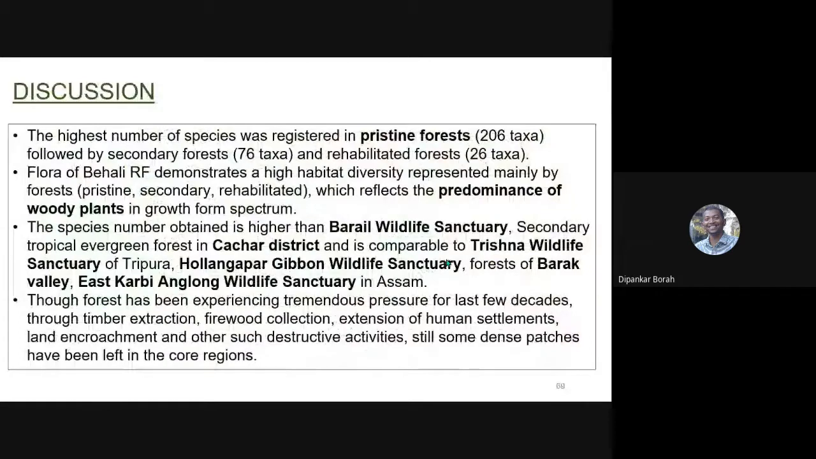The highest number of species was registered in pristine forest, and then followed by the secondary forest and rehabilitated forest. Flora of Behali Reserve Forest demonstrates a high habitat diversity with predominance of the woody plants. The species number obtained here is much higher than Barail Wildlife Sanctuary of Kachar District, Krishna Wildlife Sanctuary of Tripura, Holongapar Gibbon Wildlife Sanctuary of Assam, then East Karbi Anglong Wildlife Sanctuary of Assam. Though the forests have been experiencing tremendous pressure for the last few decades, still some dense patches of forest have been left in the core regions.